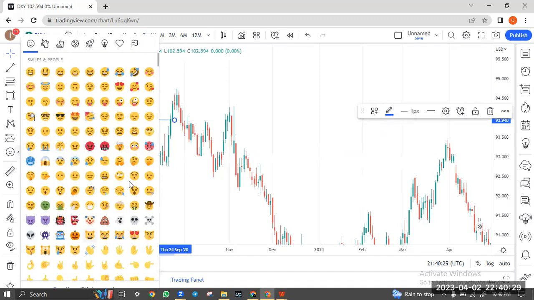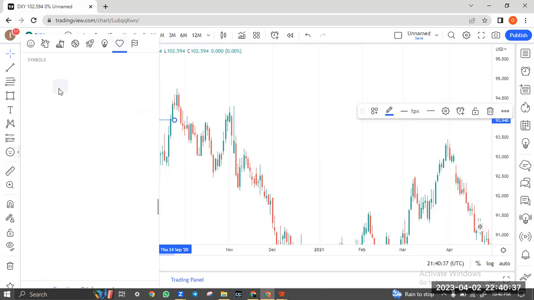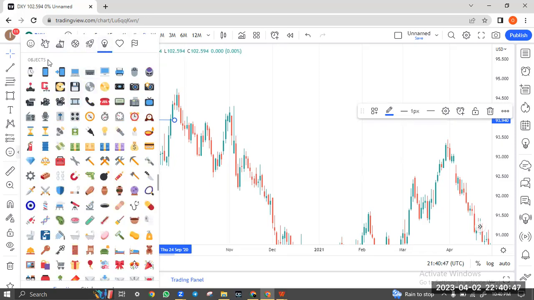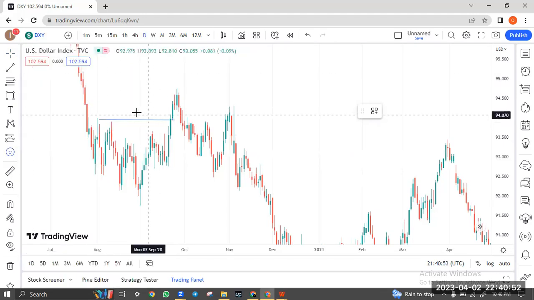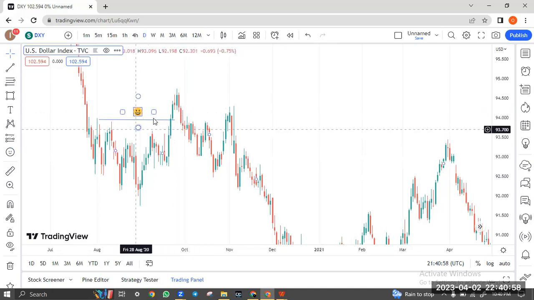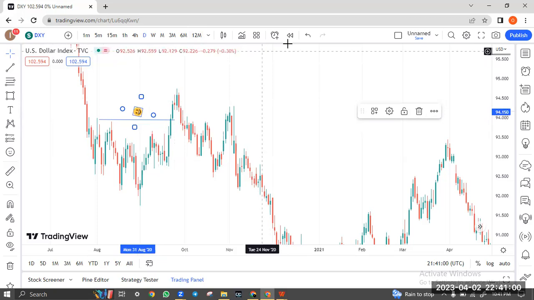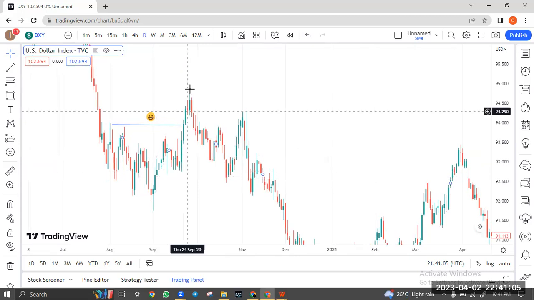Let me put a marker so that you see where I am eyeballing for the old highs. Okay. So let me put this smiling face here for the liquidity. This is where we term as liquidity. So liquidity is seen here. They took this price up, they took out liquidity.